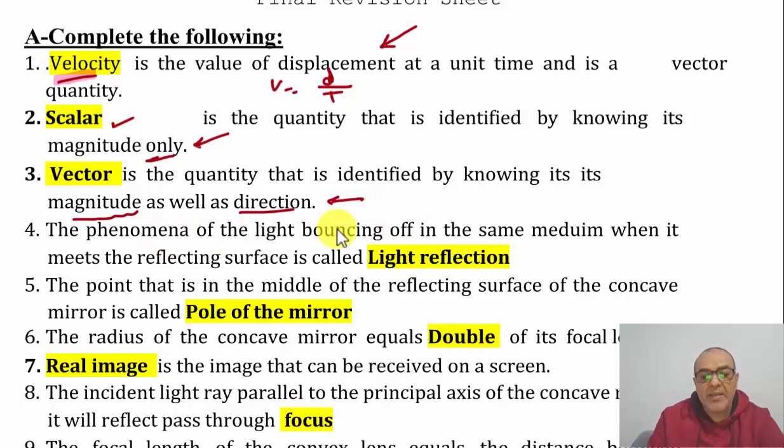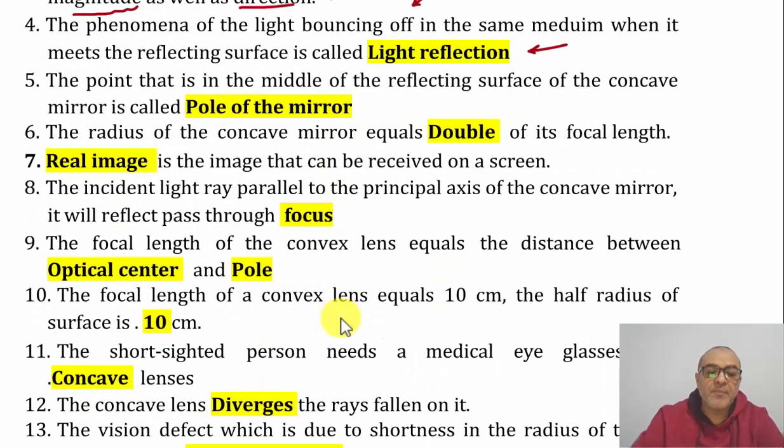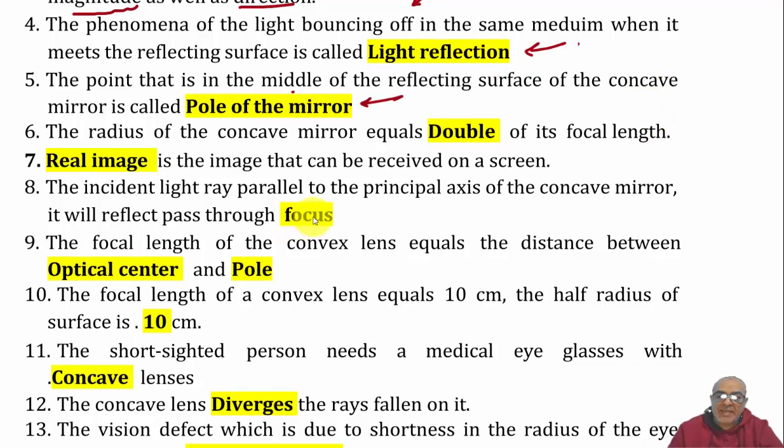The phenomenon of light bouncing off, or reflecting in the same medium when it meets the reflecting surface, is called light reflection. Number 5. The point that is in the middle of the reflecting surface of a concave mirror is called the pole of the mirror. Now to question number 6. The radius of the concave mirror equals double its focal length.